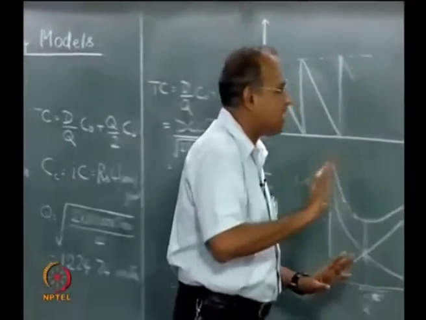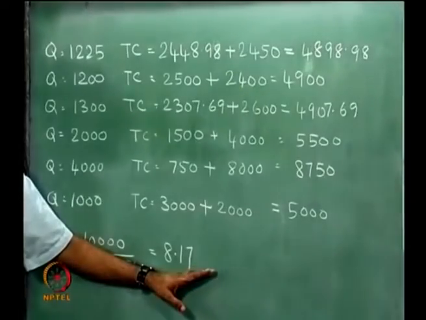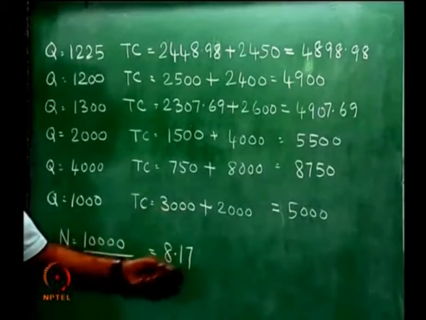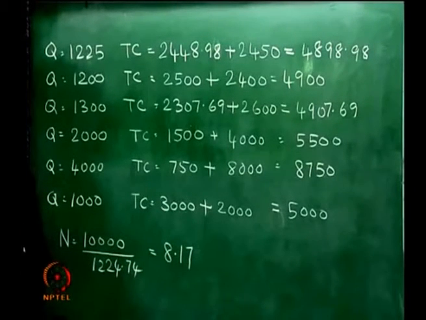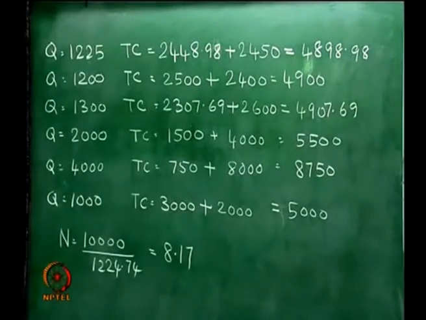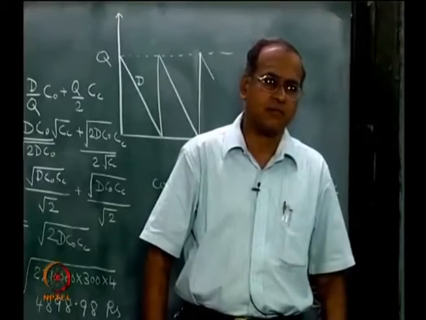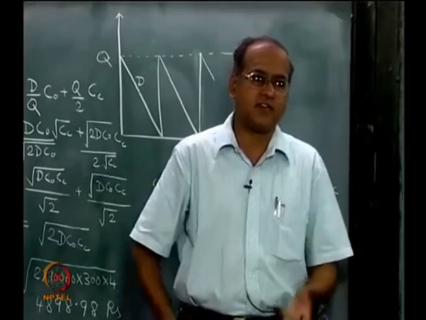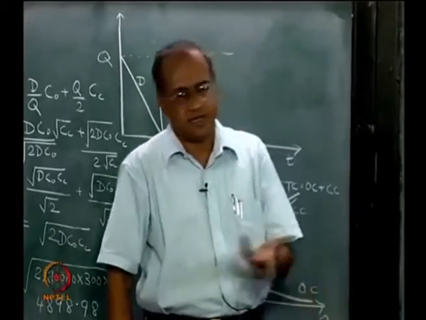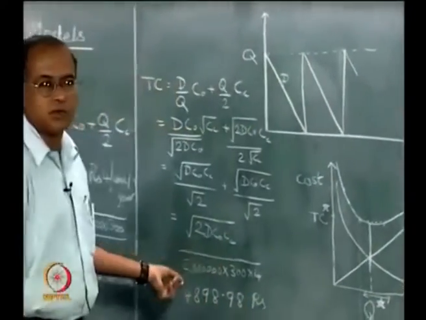As such, there is no sanctity about the fact that this has to be an integer. It need not be an integer. It simply means that if it is 8.17 orders per year, and if the year comprises 365 days, then it is like every 47 days I place an order. So every 47 days or every 46 days I place an order. A plus or minus 1 day does not matter at all. The order quantity can be adjusted suitably.